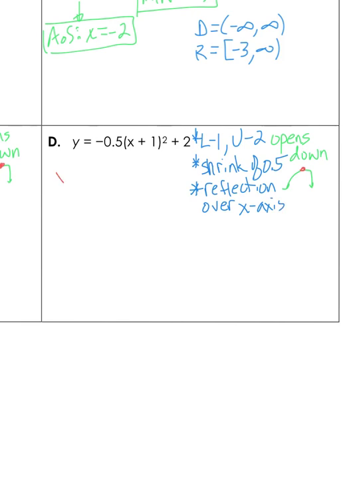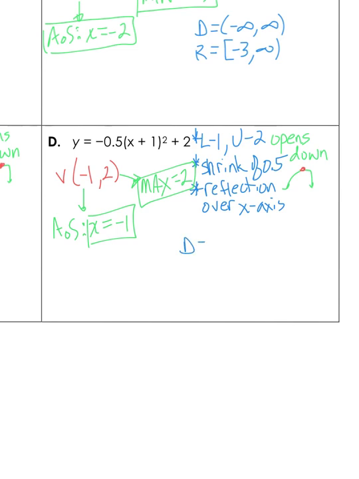Okay, so the vertex is negative 1, positive 2. From that vertex, I get the axis of symmetry. X equals negative 1. And from here, I have a maximum value that equals 2.